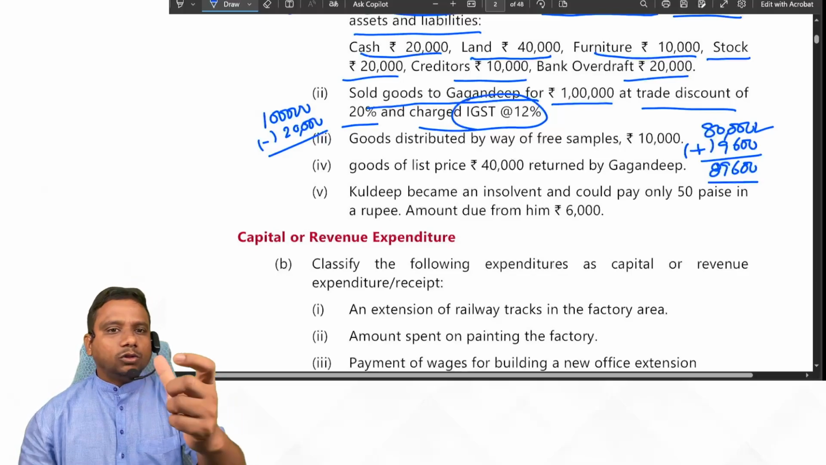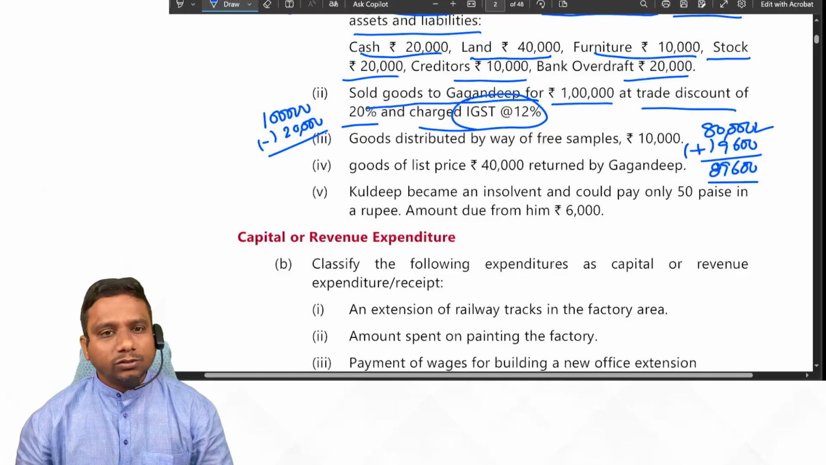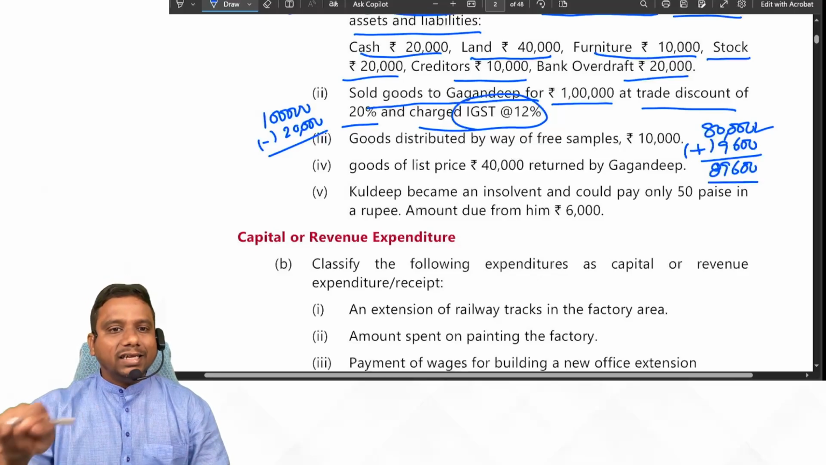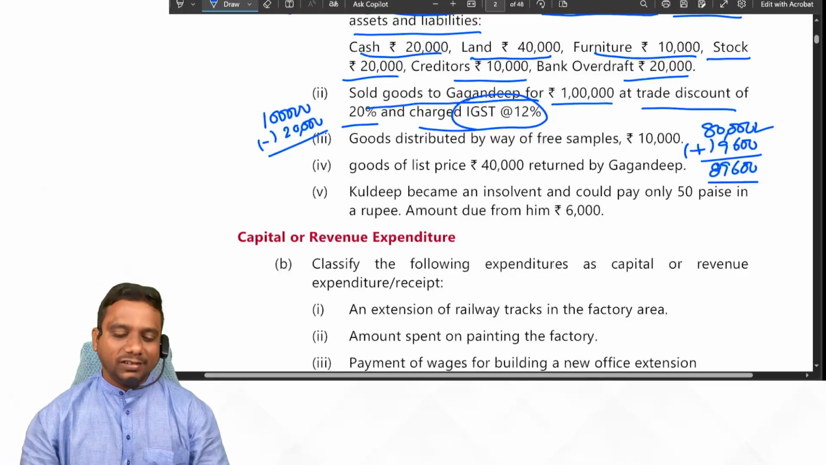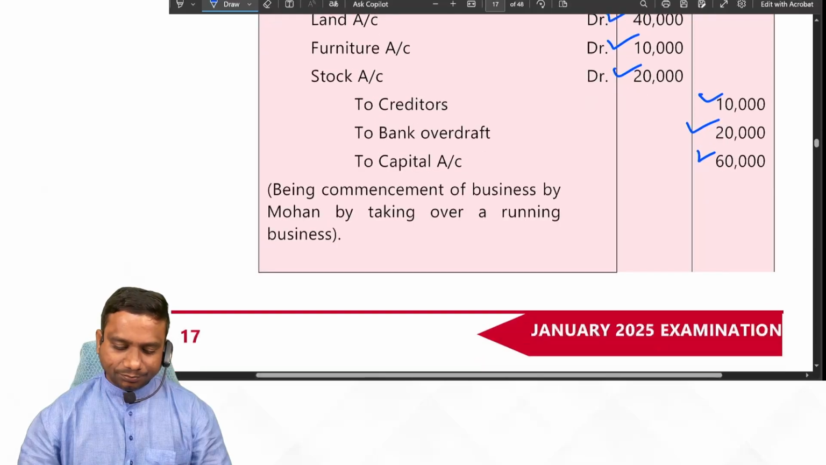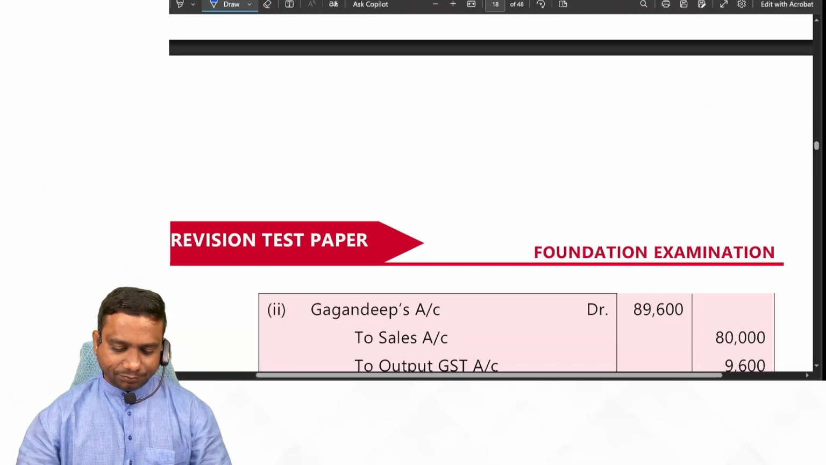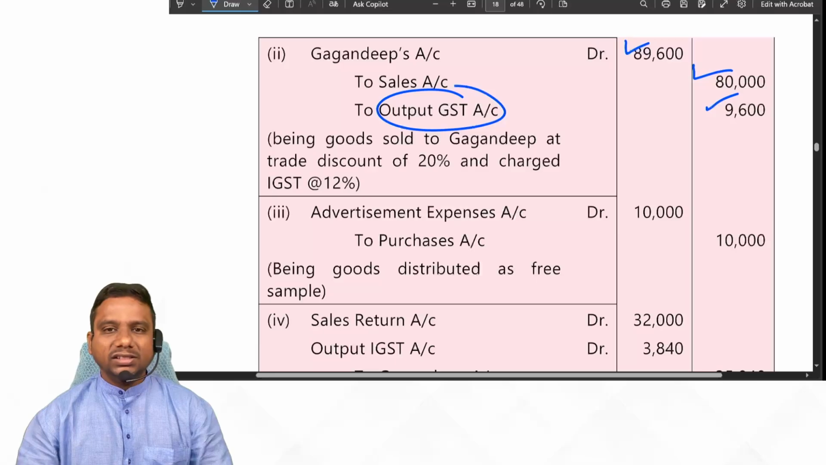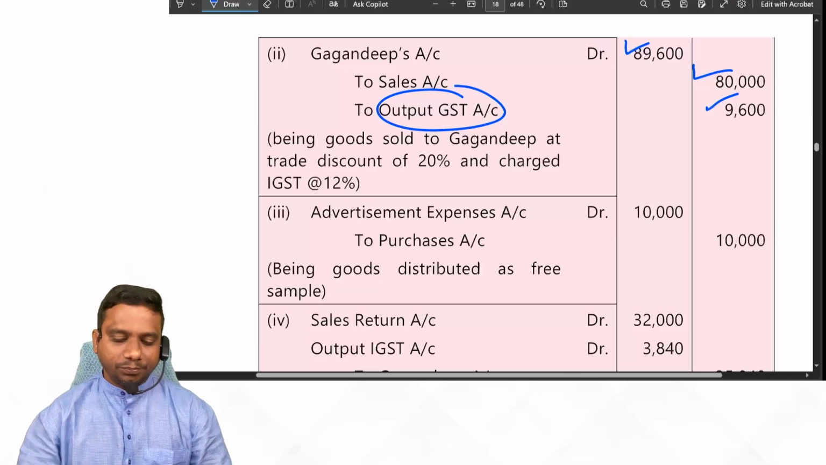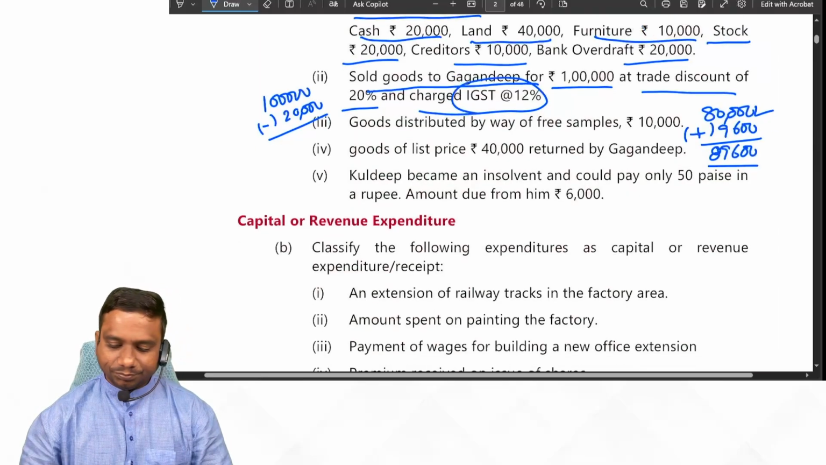Now, how will the entry become? Gagandeep account debit, total amount receivable from Gagandeep 89,600, to sales. What is the sale value? 80,000 only. To output IGST 12%, 9,600. That is the entry we record. Yes: Gagandeep account debit 89,600 to sales 80,000, to output GST, that means IGST or GST account 12%, 9,600. Is it clear, students? Next one.